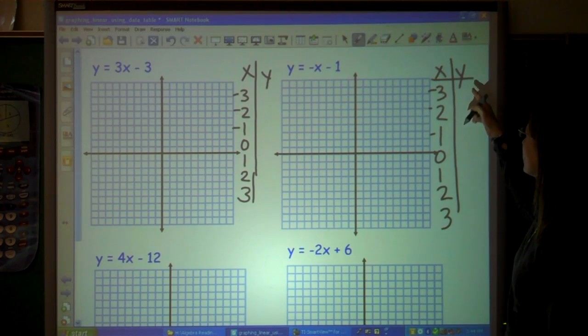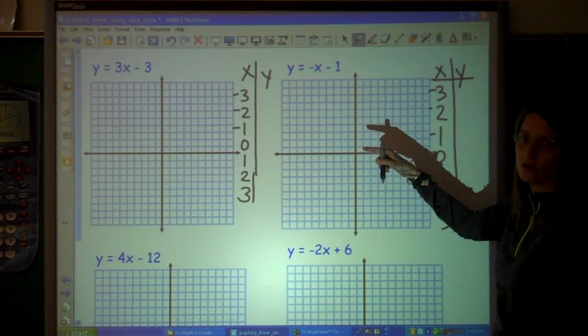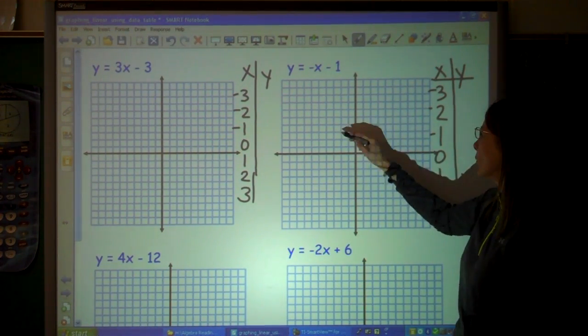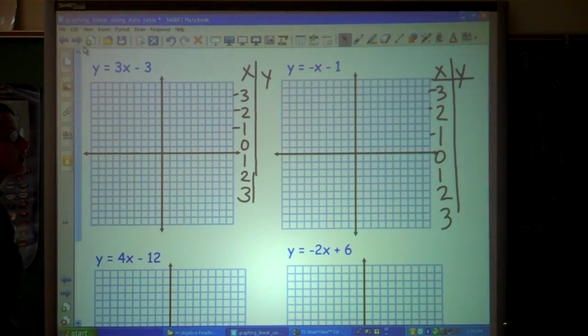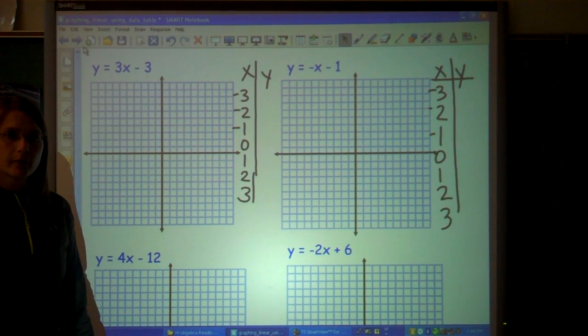And some of them may be way too far off the graph. You want to make sure you have at least 2 points on the graph. I like 3 if I can. All right, and if you have any questions, please write them down, and we'll talk about them in class tomorrow.